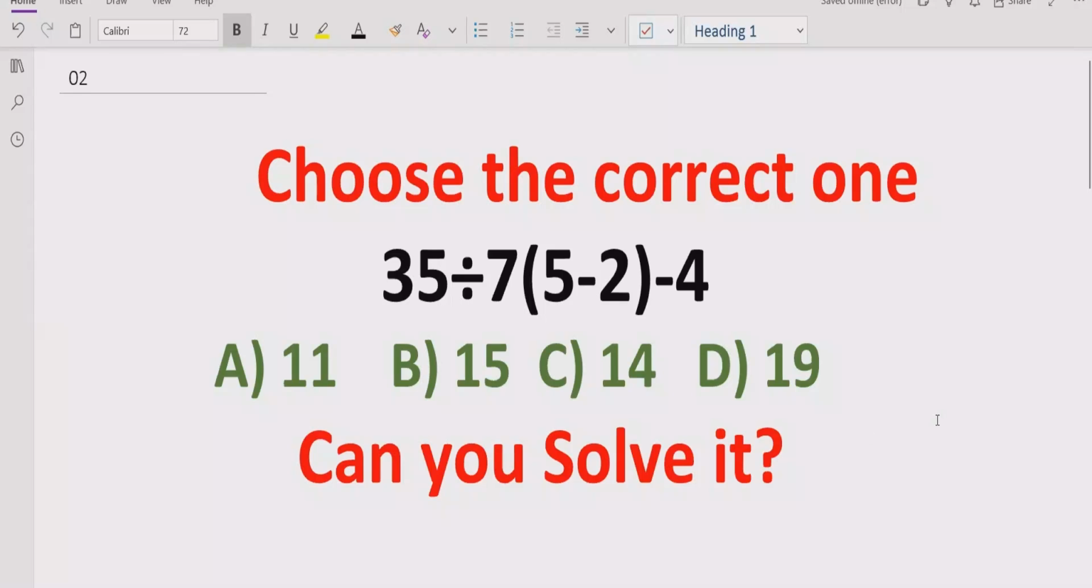Today we will solve another quiz which is related to arithmetic expression. It is a very simple quiz, but sometimes people solve it in the wrong way and get the wrong answer. So here we have four answers. A is 11, B is 15, C is 14, and D is 19. We will solve this quiz using the PEMDAS and BODMAS method and get the result, and we will see which answer is correct.